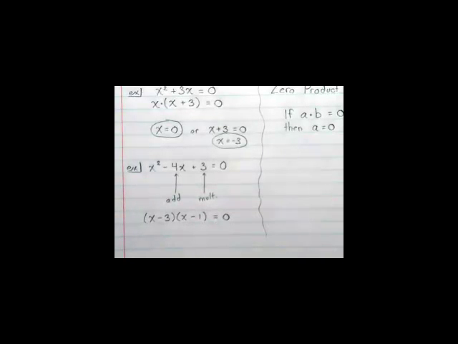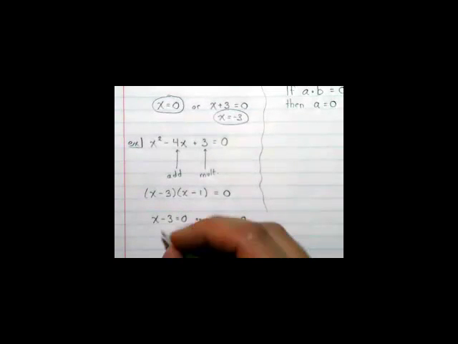And again, we got a product, right? X minus 3 times X minus 1. So each one of those factors could be the thing that's making it 0. So X minus 3 equals 0, or X minus 1 equals 0. So then we got a 3 and then a 1. We got a 3 and a 1.